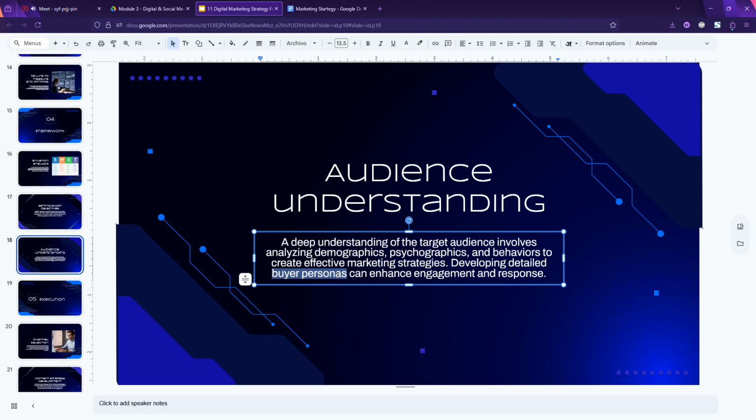Say if it's a food product, then we can have customers who are teenagers. We can have customers who are in their middle ages. We can have customers in their adulthood, or we can also have customers who are senior citizens, right? There are many senior citizens who want to be like teenagers, so their personalities are different. So we have to develop detailed buyer personas.